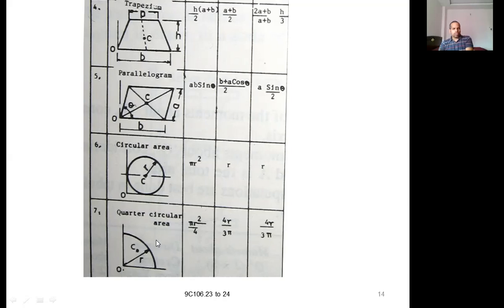So, quarter circle area. It is one quarter of the circle, so the area will be 1/4 of the area of the circle. As we already discussed, x bar and y bar in both cases will be 4r by 3 pi only.